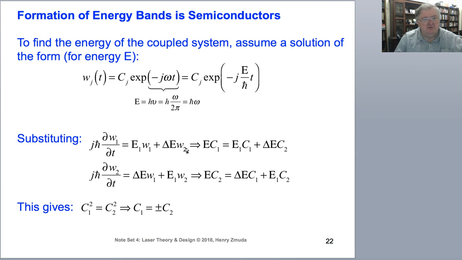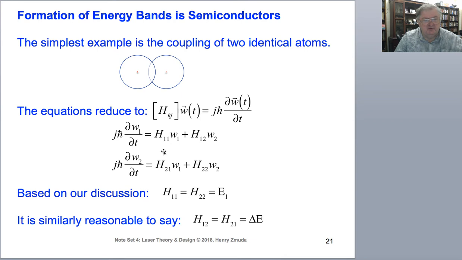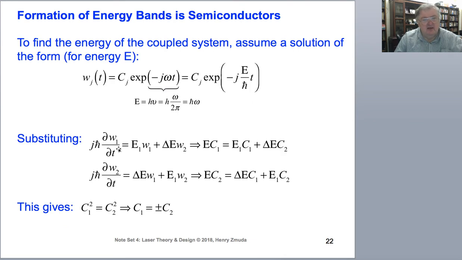I substitute that into this system of 2 equations here. Okay, very simple. Substitute this. And I solve these equations for the constants C1 and C2, the constants I'm looking for. What I get, when I solve them, is that C1 squared equals C2 squared. In other words, C1 equals plus or minus C2.